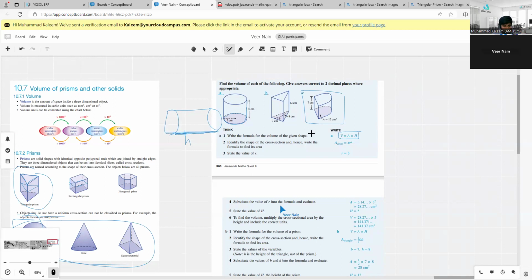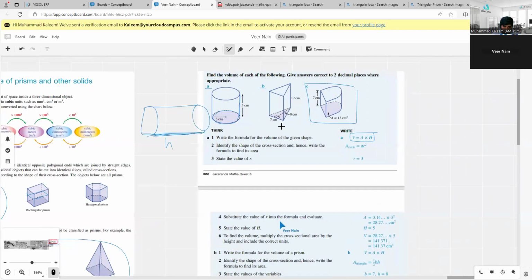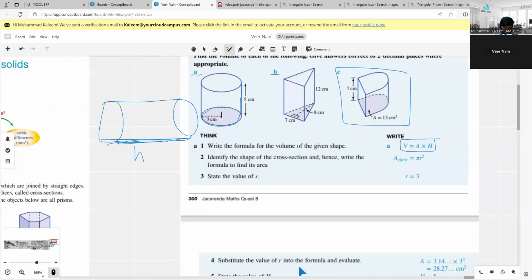In some shapes, it's easy to calculate the area. Sometimes the area is given to you, but if not, you have to calculate it. Like in this shape, the area is not given, so we can calculate it. Which formula do we have to use here? This one is a circle, so we have to use the formula for the area of a circle, pi r squared, right?